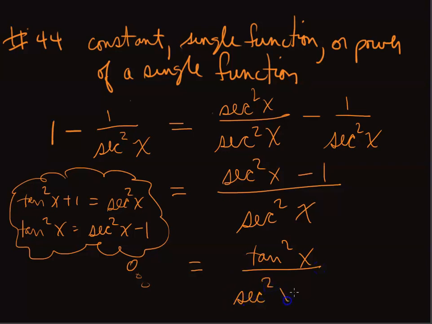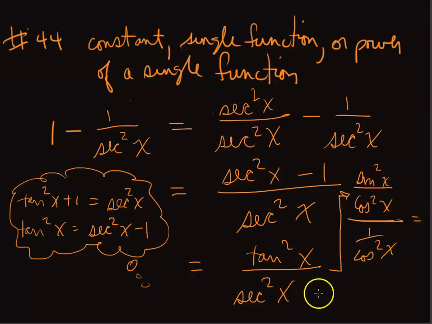Oh man, well that's close. It's got to be a single function though. Well, we're going to have to squeeze this in. I used too big a thought bubble. Tangent squared x is really sine squared x over cosine squared x. And secant squared x is 1 over cosine squared x.